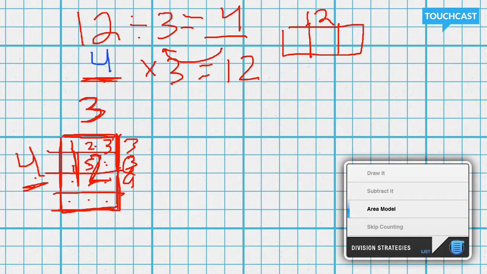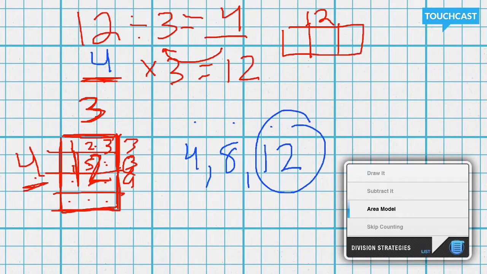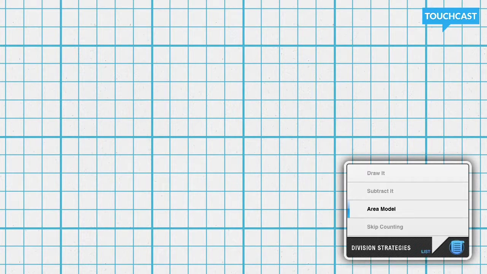So we're saying our answer is 4, and if that's true, if we skip count by 4 three times, it should equal 12. So we have 4, 5, 6, 7, 8, 9, 10, 11, 12. And we did that 1, 2, 3 times, and we got 12. So that means this is correct.